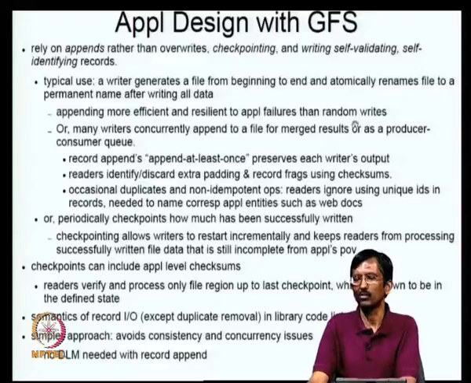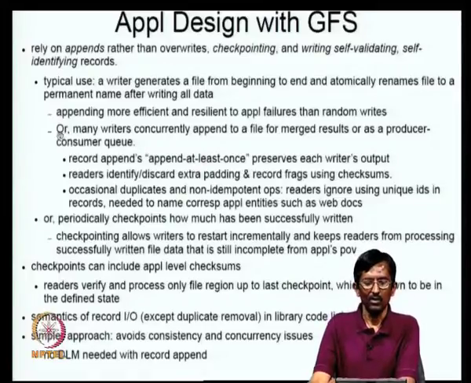Random writes, it turns out, have to do read-modify-write cycles. If you are doing anything in between, you have to do a lot of read-modify-write. With appends, the issue is slightly simpler, because the read-modify-write cycles are not really necessary. So the typical use is one writer generating a file from beginning to end and appending to it. Or there could be many writers concurrently appending to a file for merge results or as a producer-consumer queue.